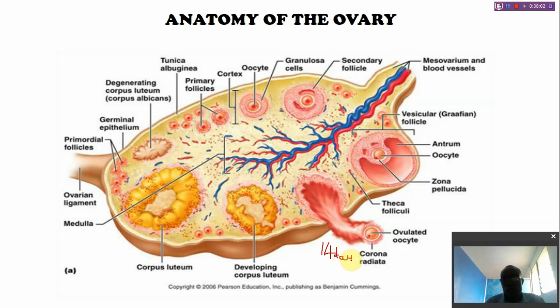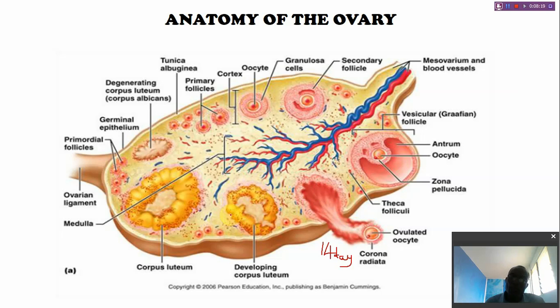the egg is released. Now you have the developing corpus luteum. So after the egg is released, the progesterone level is very high. That is when the corpus luteum is developed. So the corpus luteum produces a lot of progesterone. That is released into the bloodstream.